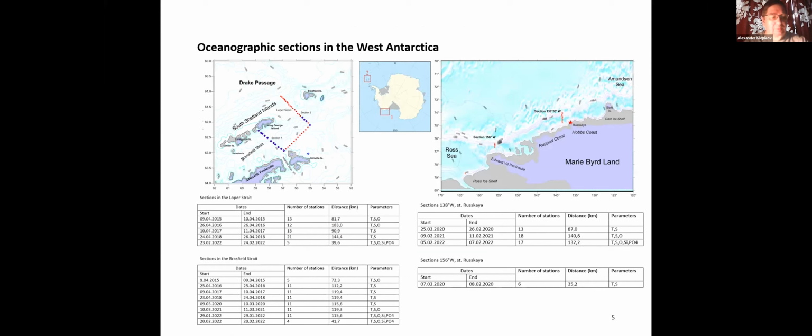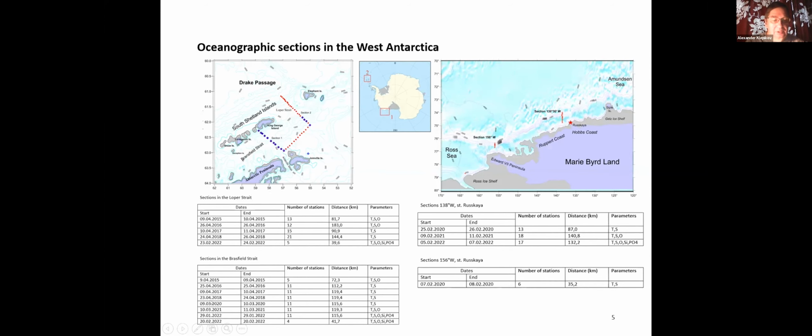As I said before, we made oceanographic sections in West Antarctica. First of all, sections at Russkaya Station. In the Pacific area, this region is very interesting because only a few sections were made in the shelf and slope area because of very heavy ice conditions. And also we made several stations in Bransfield Strait and Lautaro Strait.